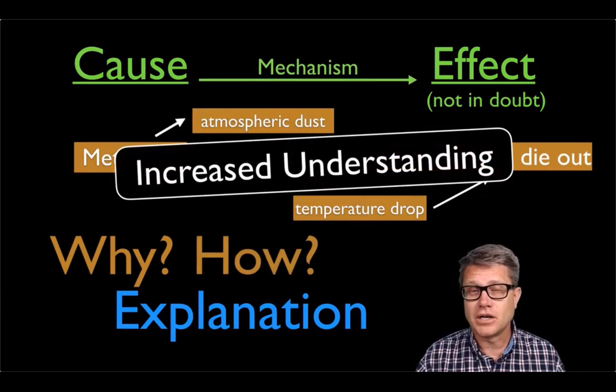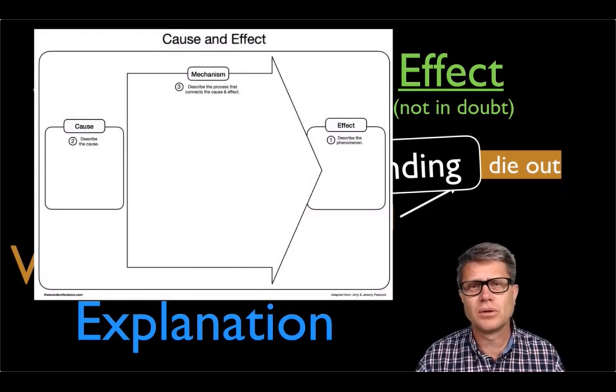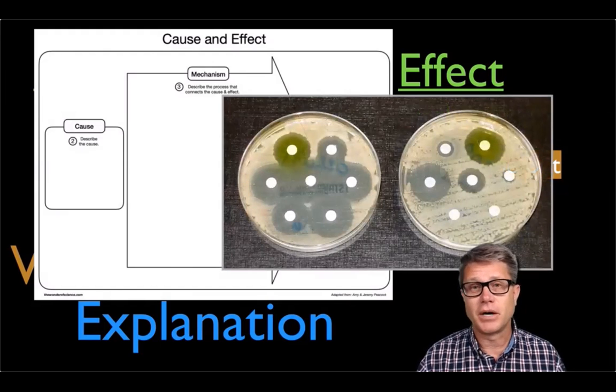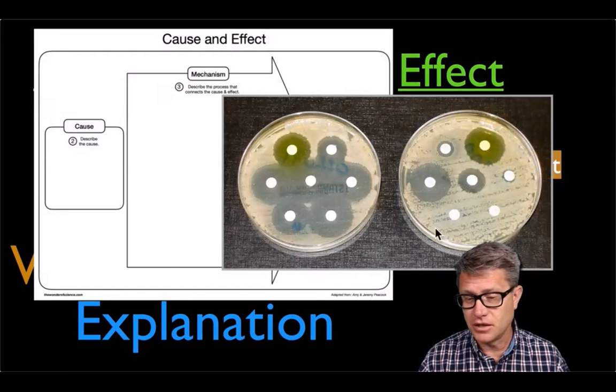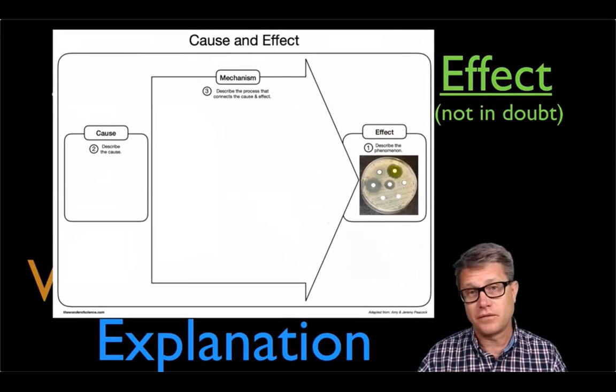Now, I've found when kids are doing explanations, a graphic organizer with cause, mechanism, and effect is really helpful. So let's say we're looking at the phenomena of antibiotic resistance. These bacteria in this petri dish are resistant to these 3 antibiotics. So that's going to be the phenomena, so we could put that in the effect. You always put the effect there first. And then we're going to work backwards to determine what's the cause and what's the mechanism.